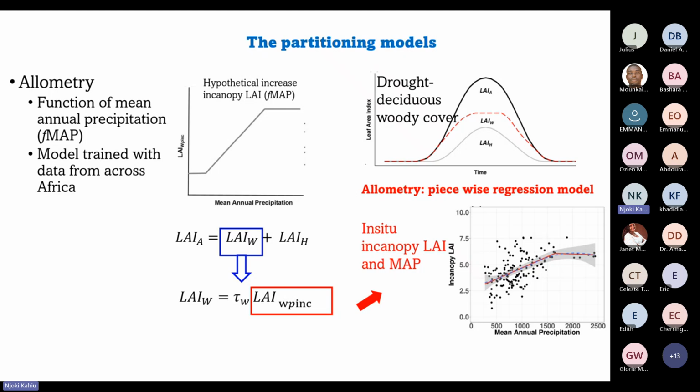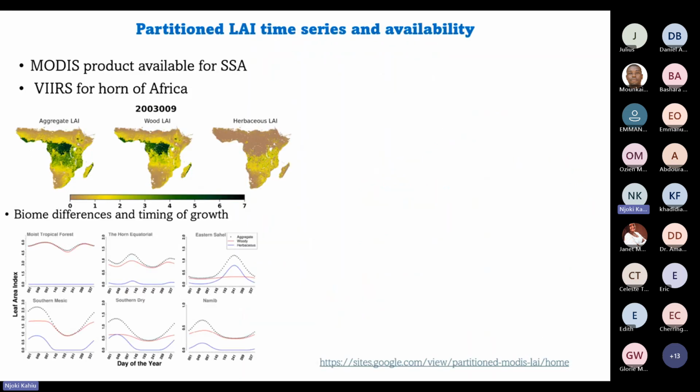Sorry for that. We have updated the data that we are using for these models. This is way back for a paper that we did a couple of years ago. But just to let you know that we have been able to develop this relationship, and so we can get, using the woody canopy cover, the potential or hypothetical increase in canopy LAI, and being able to get that component of the woody cover. And from the difference, we are able to get the LAIH.